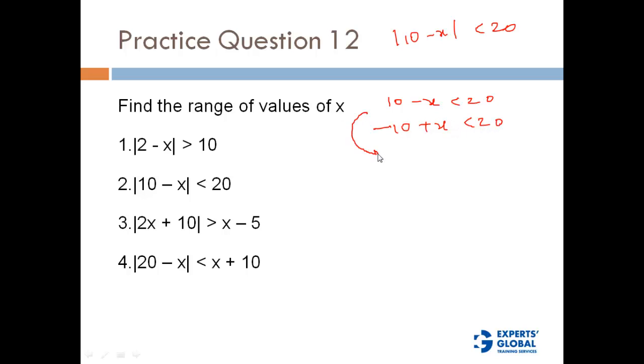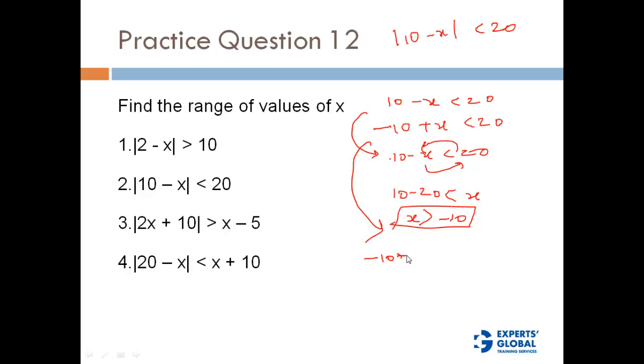Right? The first one tells us 10 minus x less than 20 means, let's say x we get from the left hand side to the right hand side and 20 we get from the right side to the left side. So we get 10 minus 20 less than x. So that means x is greater than minus 10. Correct? The second one tells us minus 10 plus x less than 20. That means x is less than 30.